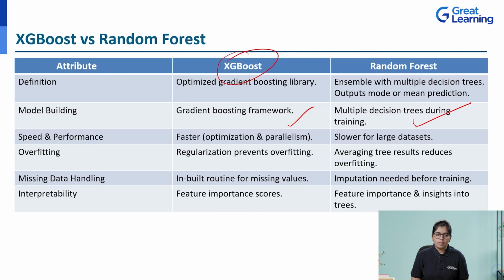The last difference between these two is interpretability, that means feature importance scores. When we apply XGBoost, at the end we can check the feature importance scores, which feature is more important, so we can focus on that. We can also get insight into the trees. So this is the difference between XGBoost and random forest.